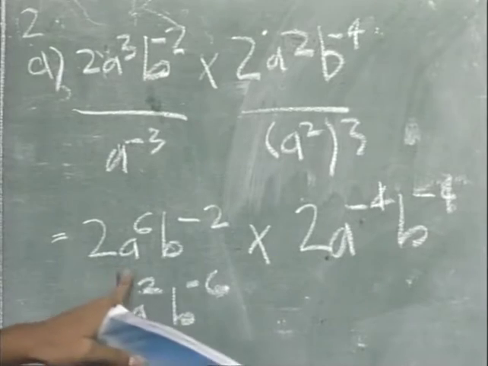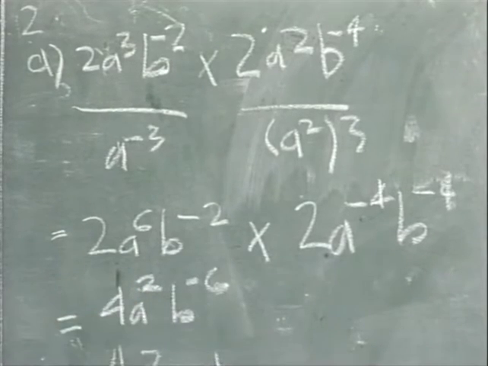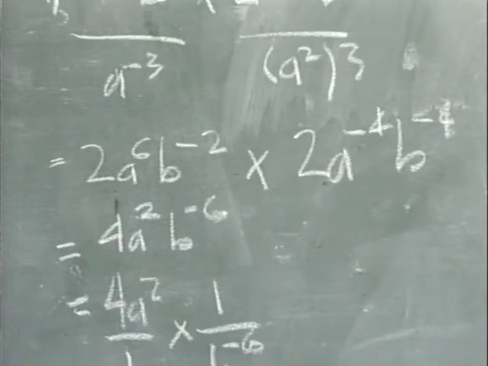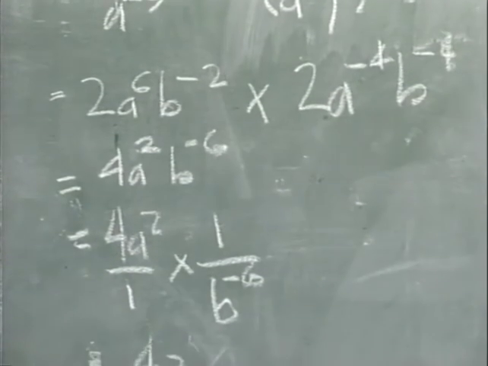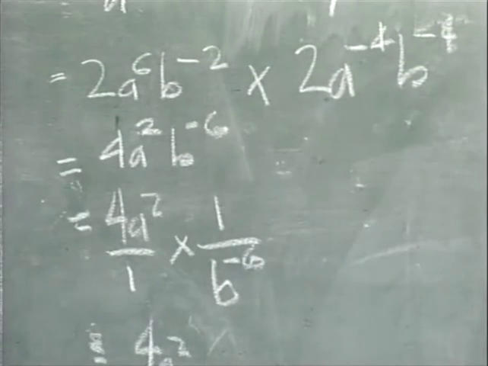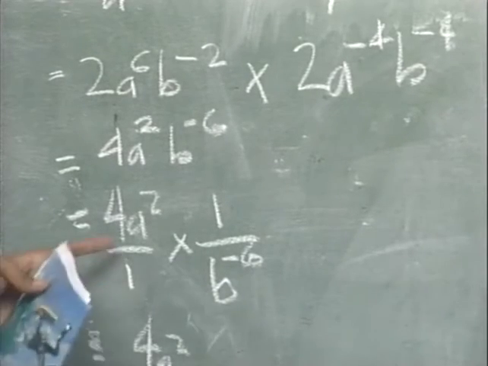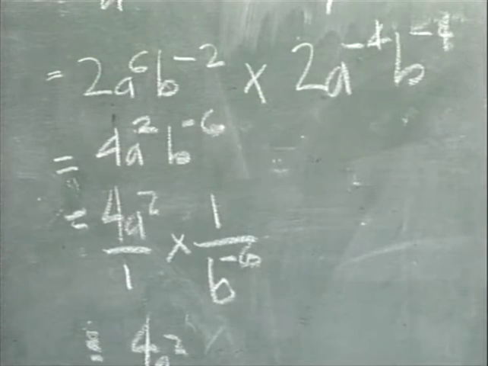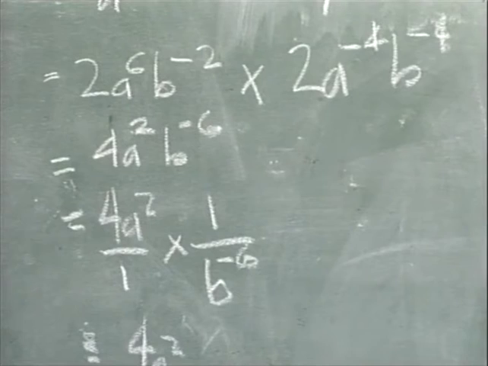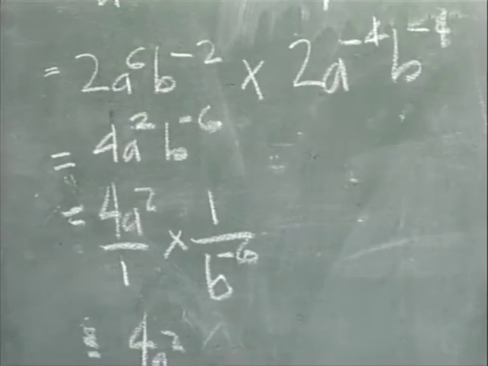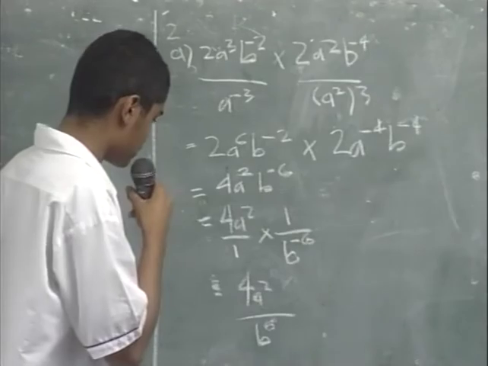We then multiply the like terms and got 4a to the power of 2, b to the power of negative 6. This is a negative index, so we have to make it positive. So we get 4a squared over 1 multiplied by 1 over b to the power of negative 6, which is equal to 4a squared over b to the power of 6.